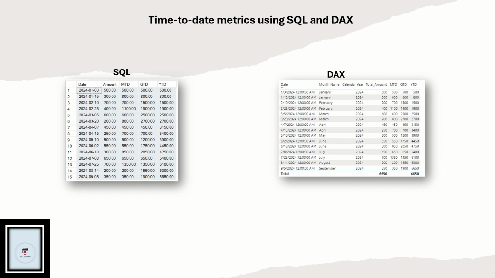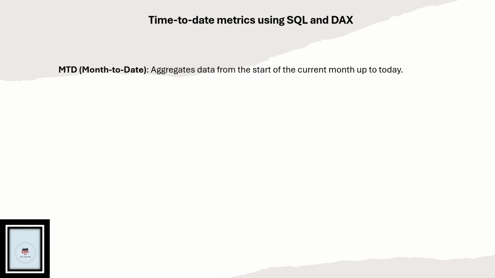Before going much into this data, let us understand what these three mean. First, MTD means month to date. It aggregates data from the start of the current month up to date. Suppose in the month of January you have two transactions, on January 1st you have $100 and on January 2nd you have $50. The MTD will be shown for January 1st as 100 and for January 2nd as 150. You are doing a cumulative sum over the month.